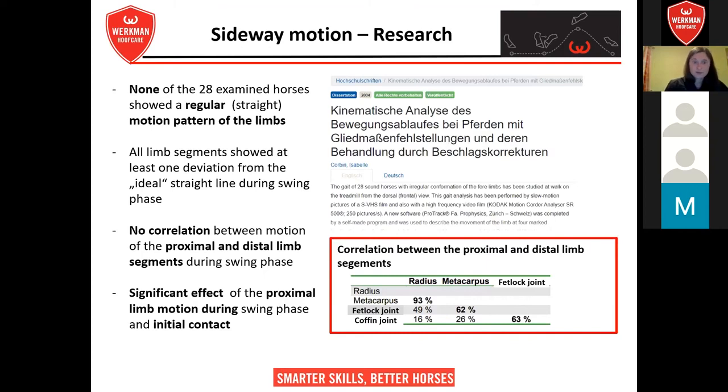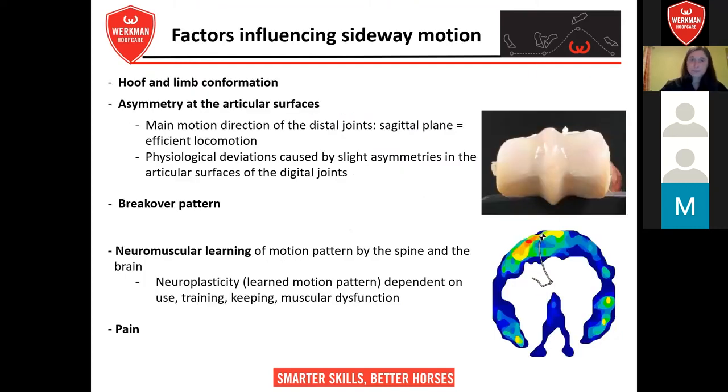But they also showed that the movement of the proximal limb during swing phase correlates with the initial contact in the beginning of stance phase. So this is already a proof of the theory we stated in the beginning. Yeah. And there are some other factors influencing the sideways motion. We already talked about some of them.